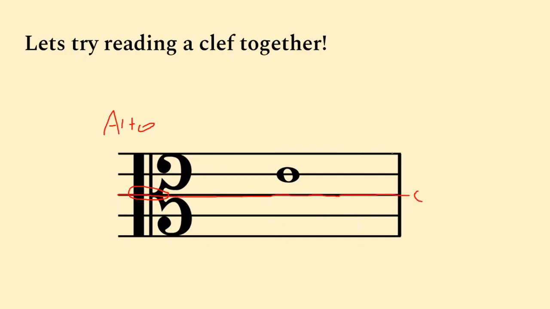Then you can just count up the spaces till you get to this note. This empty space will be D, and this space will be E. You can do this with all the other spaces too. You can count up to F, G, or you can go back down to B, A, G, and then F. It's pretty simple. So that will be it for today with C-clef.